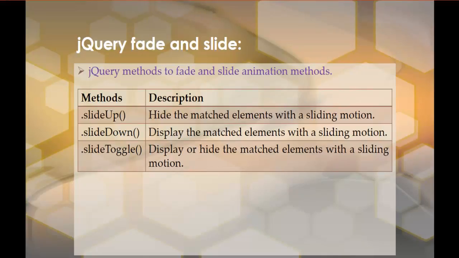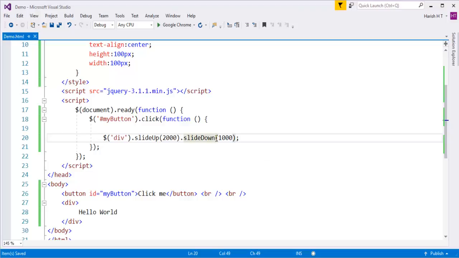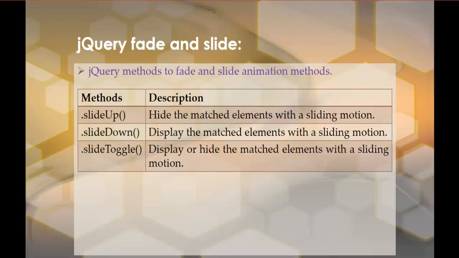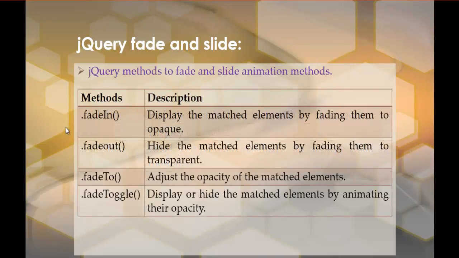And slideToggle, it works similarly. If the element is slid up, it brings it down, or if it is down, it pushes the element up. That is the advantage of using the slideToggle. It's going up, and the toggle effect brings it down. This is the advantage of using these methods. We also saw a beautiful demo of them, that is the fade and the slide animation methods.